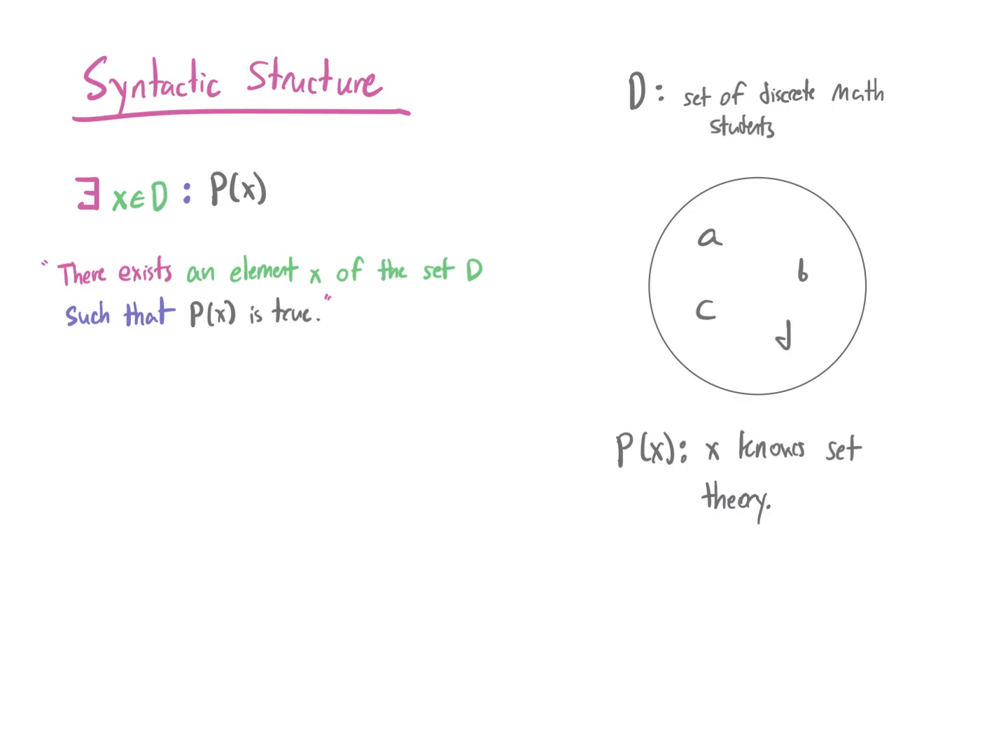Let's do for all. So that's the other logical operator that we just introduced. So I'm going to do similar color coding. This time, for all x in the set D. In the set is very important here as well for the same reason. P of x. Okay, so how would I translate this? For all x in the set D, P of x is true.